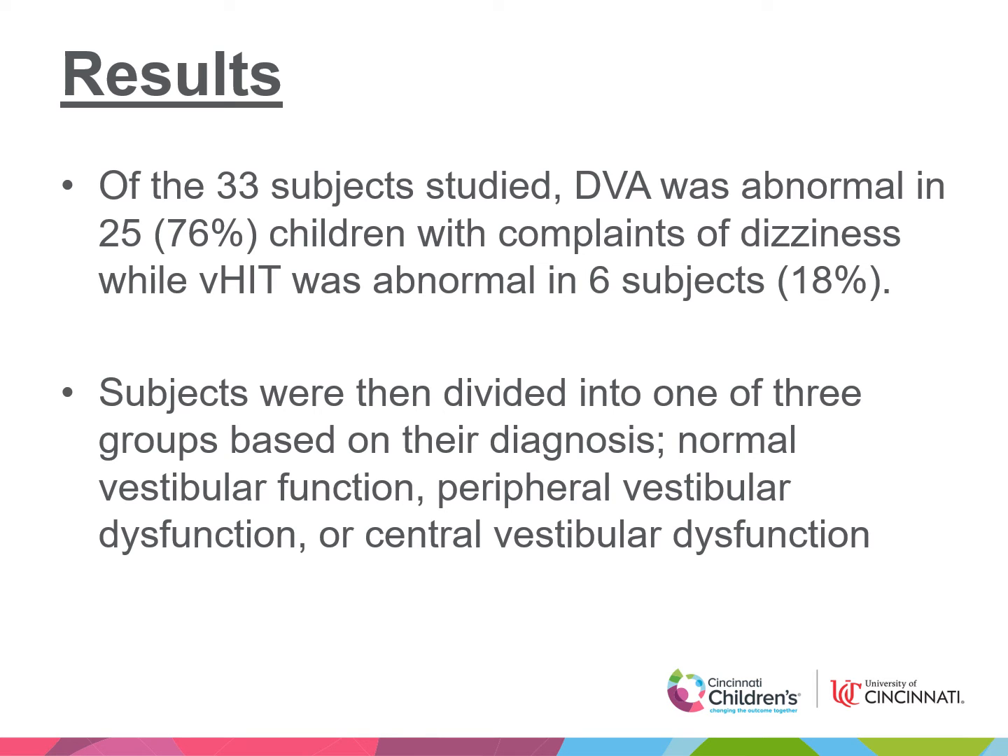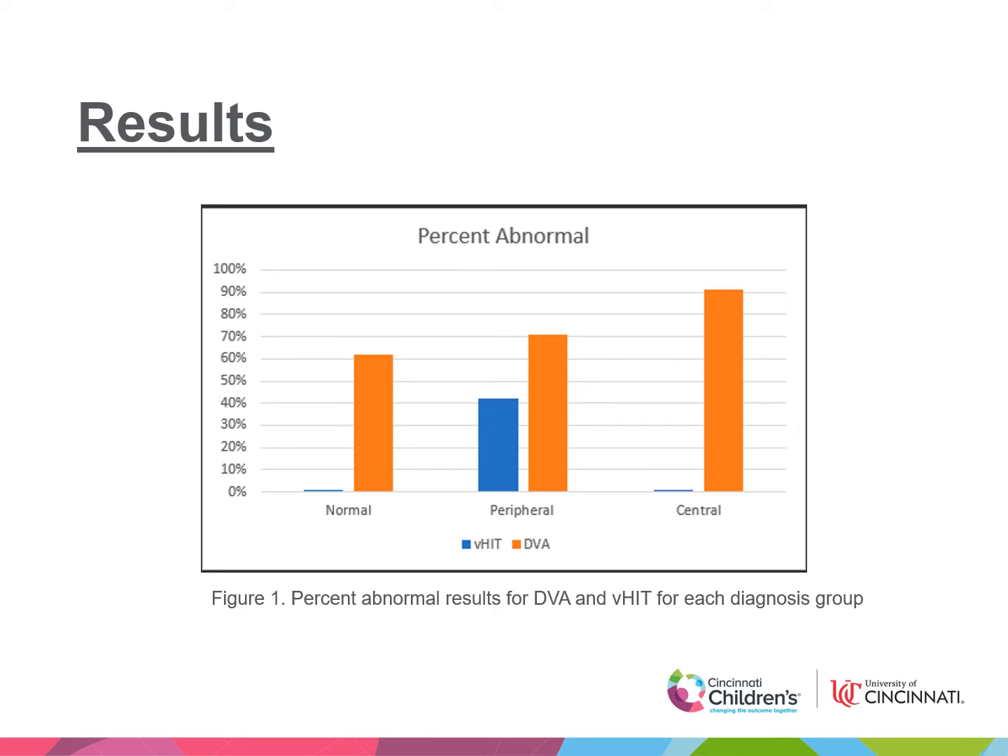or central vestibular dysfunction. The figure displayed on this slide allows us to have a good visual representation of the results. This figure shows the % abnormal results for DVA and vHIT for each diagnosis group. As you may see, DVA testing resulted in more abnormal findings in all 3 categories compared to vHIT, especially when there was an abnormal finding in peripheral and central dysfunction. From these results, we concluded that DVA testing has higher sensitivity to vestibular dysfunction compared to vHIT.